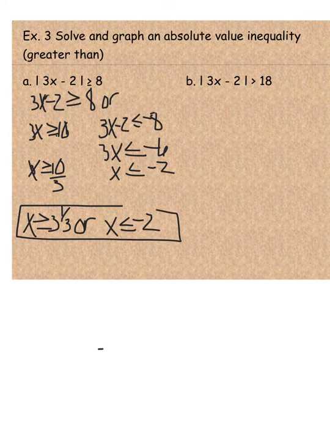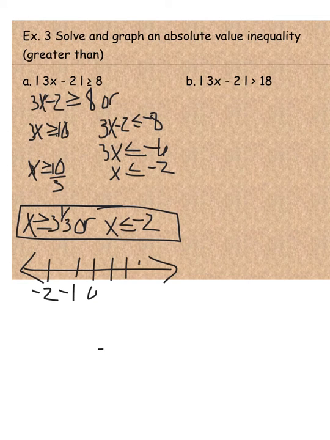So here's our solution. We can represent this on a graph. Here's our negatives, positives. So if x is less than or equal to -2, that's a solid dot to the left. And greater than or equal to 3 1/3, so a little larger than 3, and then we'll go to the right.